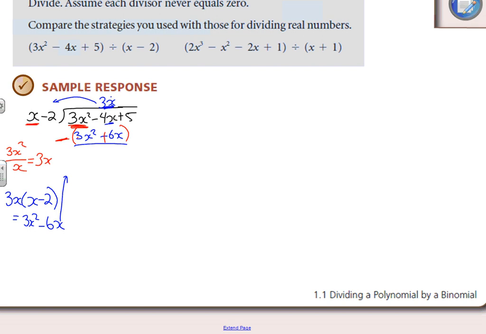3x squared and negative 3x squared, those cancel off. If they don't cancel off, you've done something wrong. You need to stop. You need to start that again. That first term always has to cancel off. And now we go negative 4x and a positive 6x. Those together are going to give you a 2x. Bring down the plus 5.